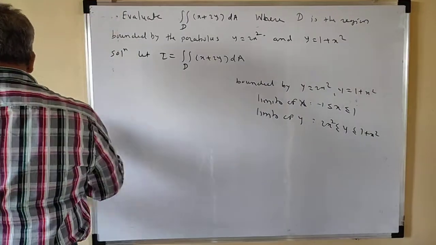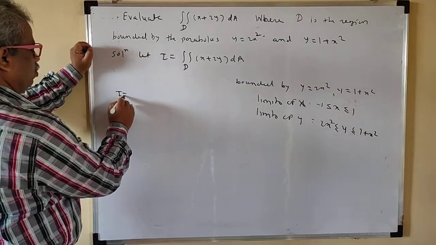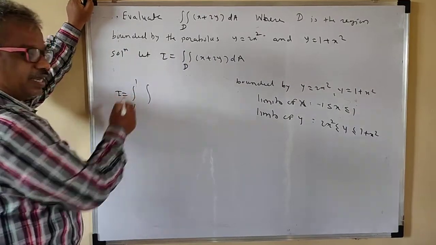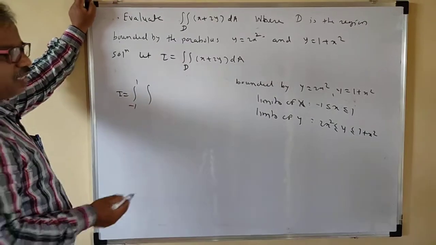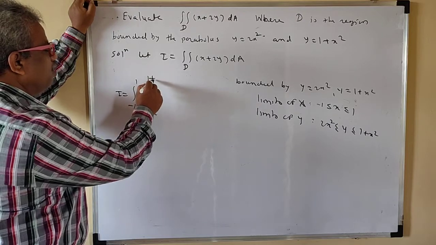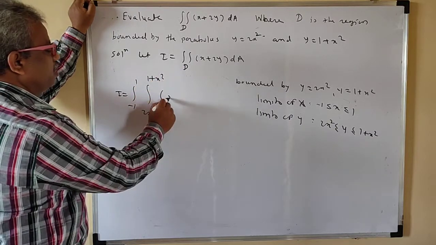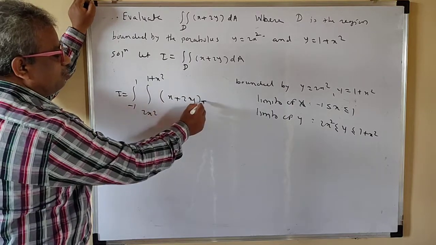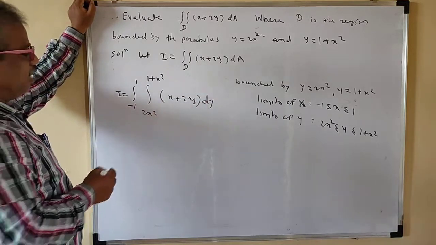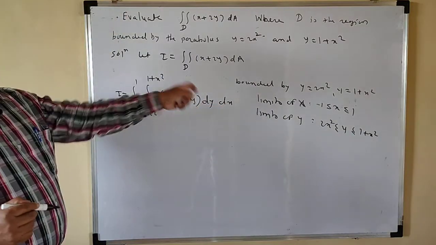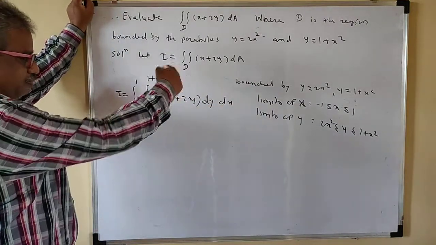Okay, so now let I is equal to the integration. The limits of x are minus 1 to 1. Directly you can write this without writing the limits of x and limits of y. So y from the lower curve is twice x square, and y from the upper curve is 1 plus x square. These are functions of x, so you must integrate with respect to y. These are the limits of y, and these are the constant limits of x. So you have to integrate this part here.